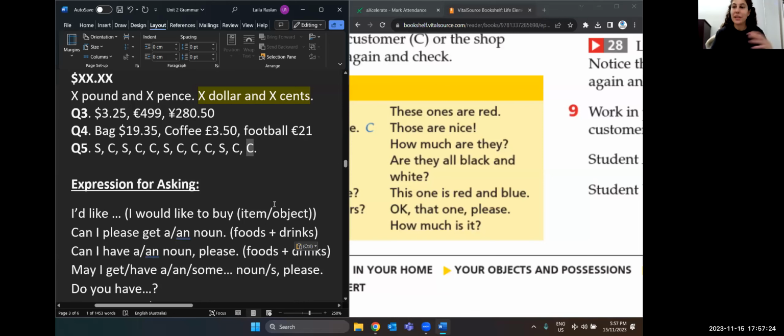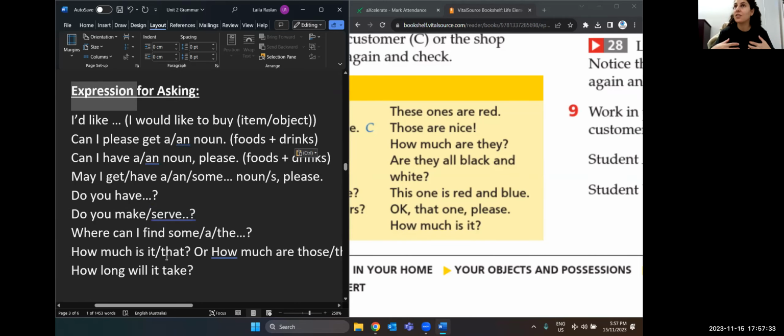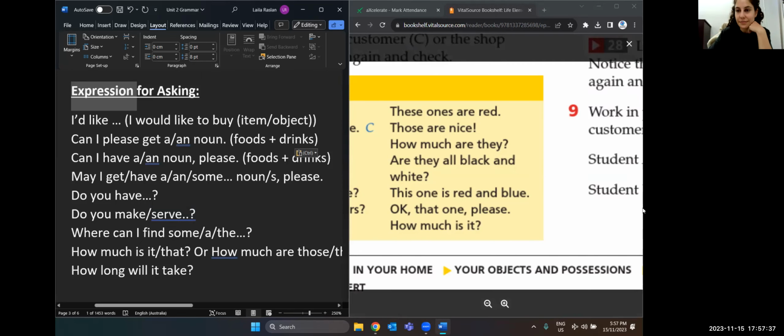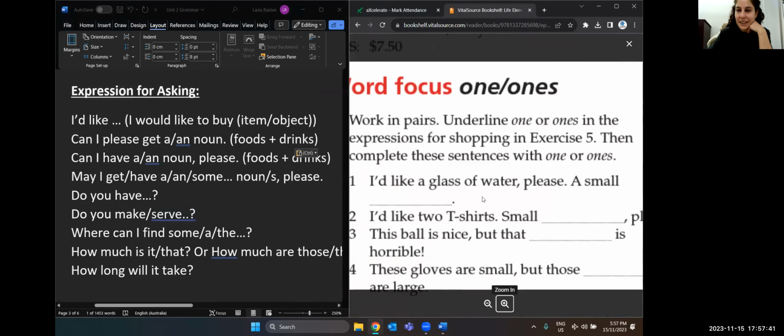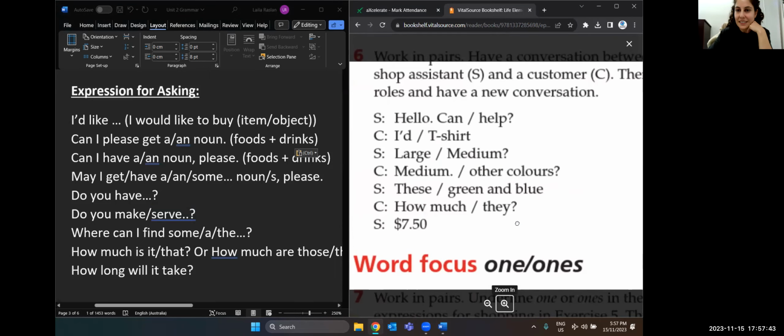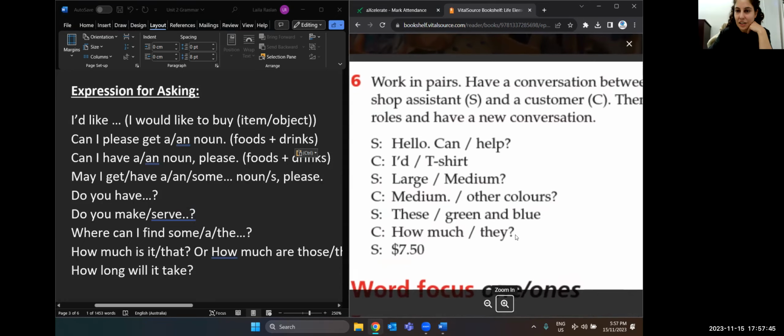So really important. The person that wants to sell has some expressions, ways of saying things, and the customer needs to know some words, expressions for saying things as well. Okay, let's look at completing the conversation.